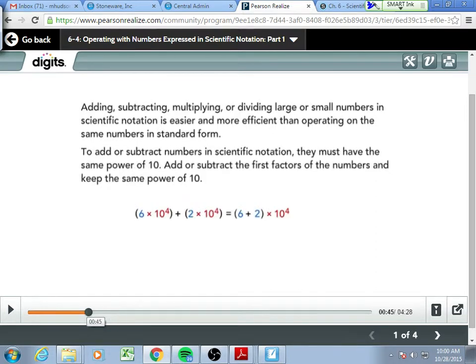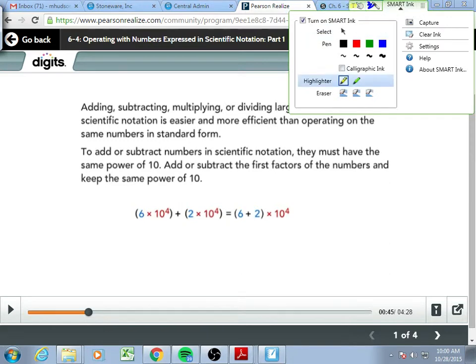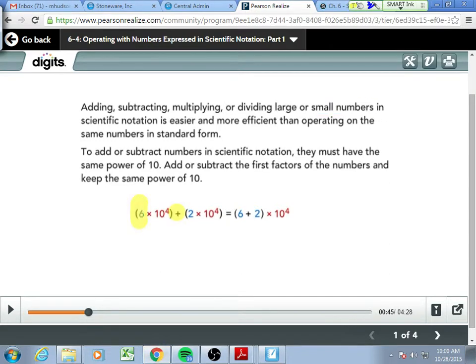So here's what we do with addition. To add or subtract them, the addition is going to happen to the base values, and since my powers of 10 are the same, this 6 times 10 to the 4th would be 6, move your decimal 1, 2, 3, 4. So that's 60,000. 2 times 10 to the 4th is 20,000.